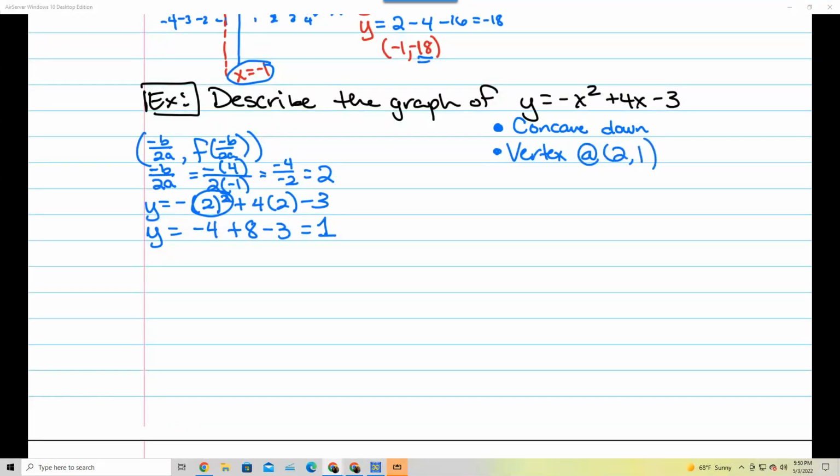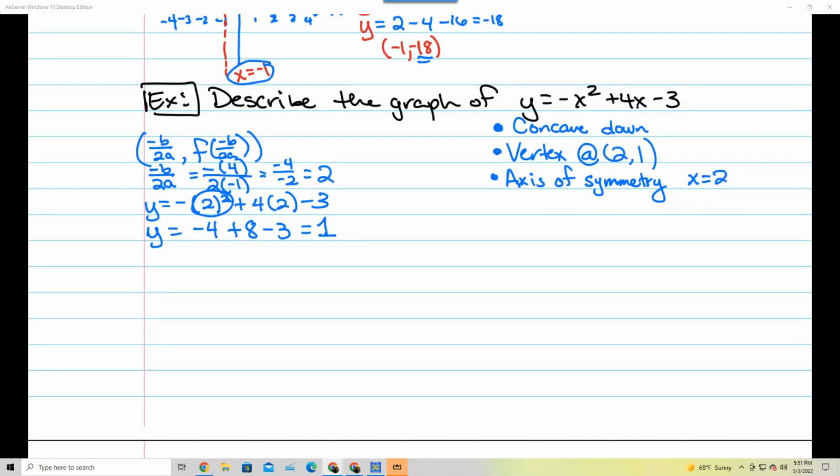Since I know my vertex is at 2, 1, then I should know the line of symmetry. Remember, the line of symmetry, you need to always write it as x equals. So I'm going to write axis of symmetry. And you need to write it as x equals. So this is going to be x equals, and then whatever your x value is on your vertex, x is 2. So then you're going to write x equals 2.